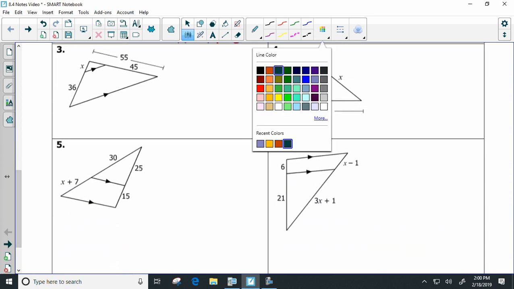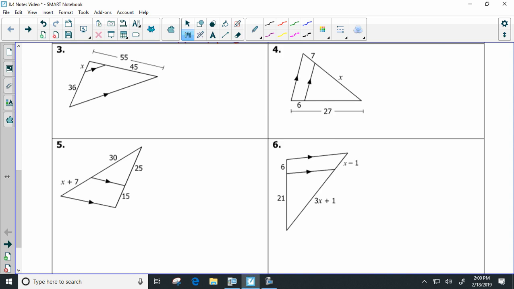Keep moving on here. Question number 3. Twist your page just a little bit actually here. This one's really close. Left top is x. Left bottom is 36. Right top is not shown. All right, the right bottom is 45.